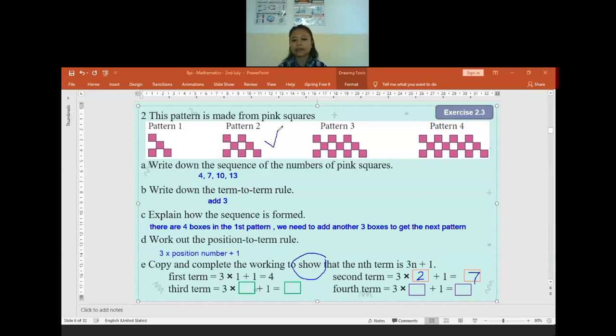Now what about the third term? Yes, it will be 3 times 3 plus 1, which equals 10. And when we check it, yes, it is also okay. For the fourth term, it will be 3 times 4 plus 1, which equals 13. And yes, it is also correct. So we have completed the working and shown that the nth term is 3n plus 1. That's why for the position number, we can replace it with the letter n when the question is asking about the nth term. If the question is not asking about the nth term, do not replace the position number with the letter n.